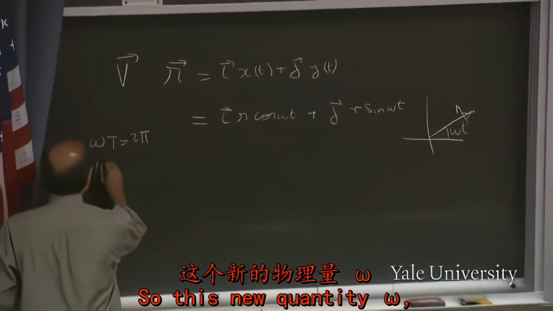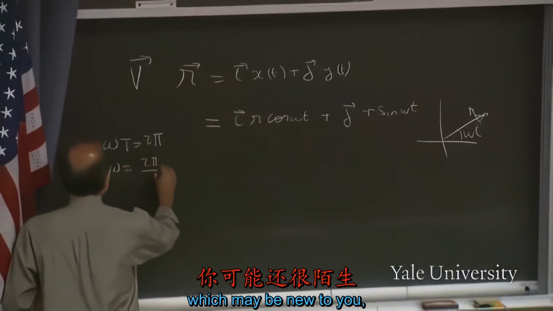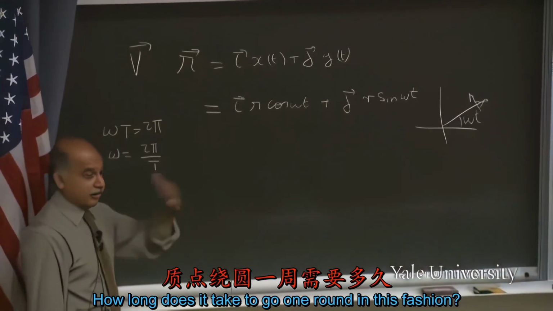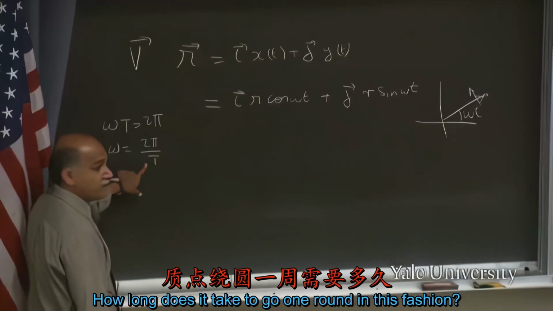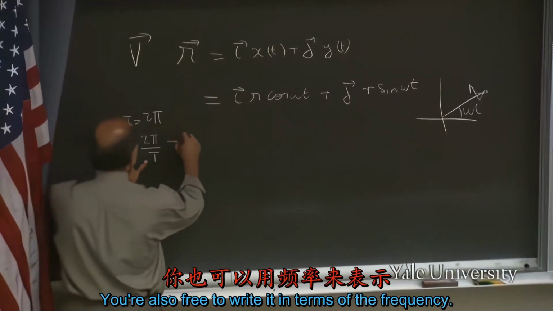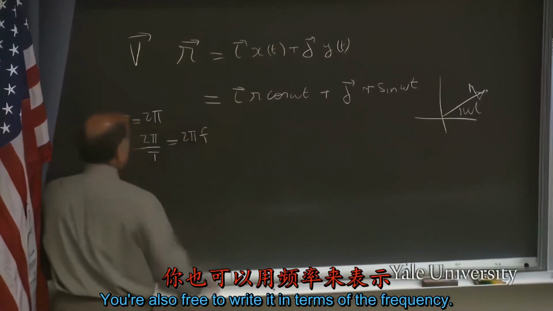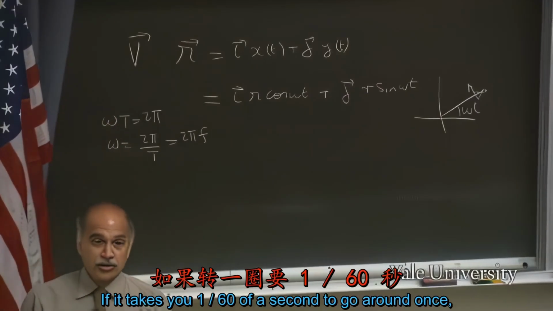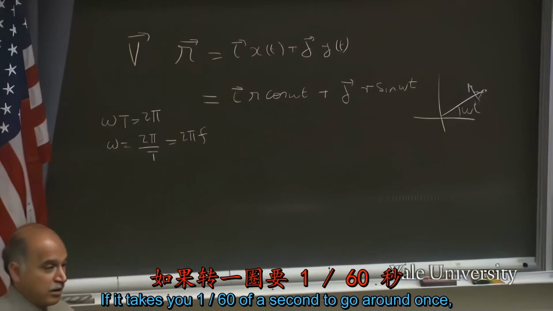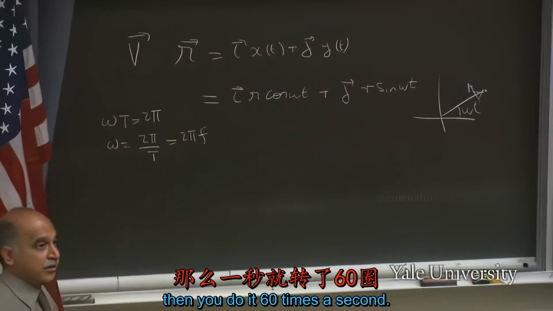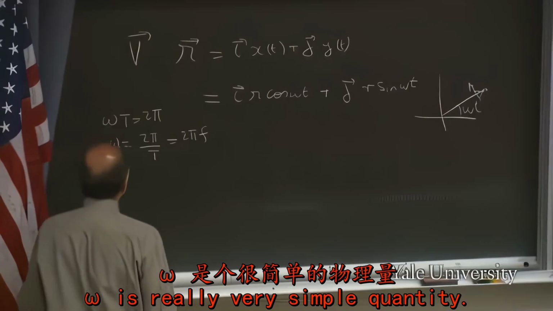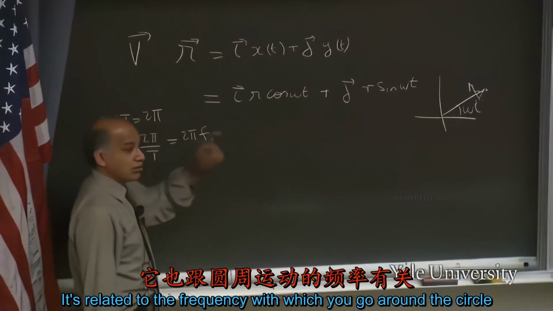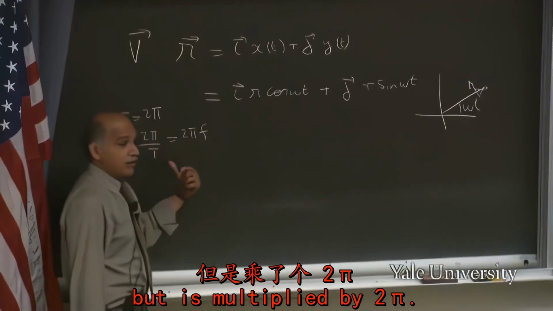So this new quantity omega, which may be new to you, is related to the time period for which you have an intuitive feeling. How long does it take to go one round in this fashion? You're also free to write it in terms of the frequency. The time period and frequency are reciprocals. If it takes you 1/60th of a second to go around once, then you do it 60 times a second. So omega is really a very simple quantity. It's related to the frequency with which you go around the circle, but it's multiplied by 2 pi.